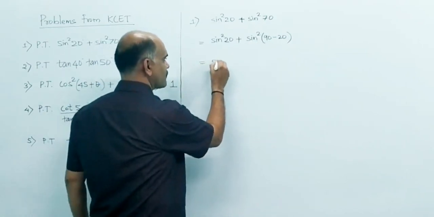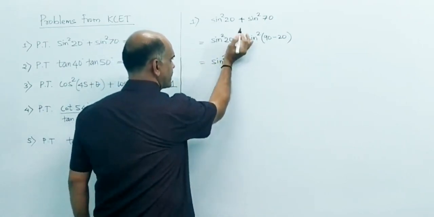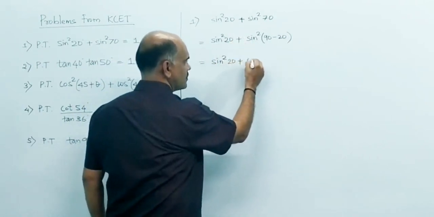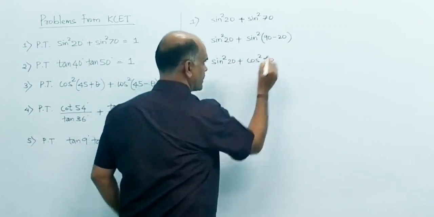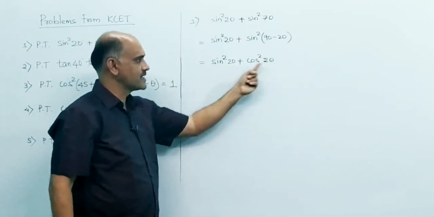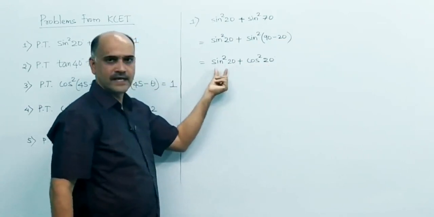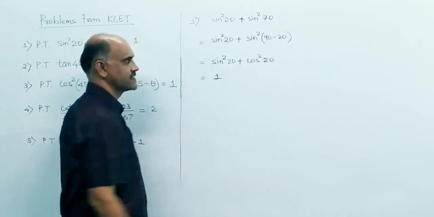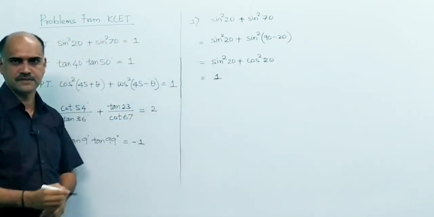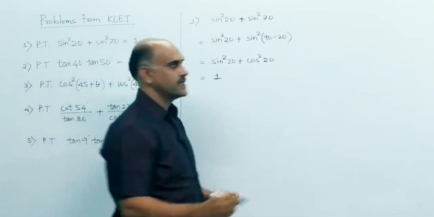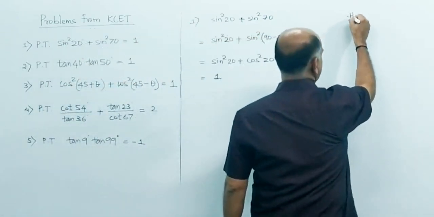So this will be equal to sin square 20 plus cos square 20. Both angles are the same. You know the identity, sin square theta plus cos square theta is 1. So the answer is 1, that is our RHS. So this is the normal method. Now for the hint, you can remember this.